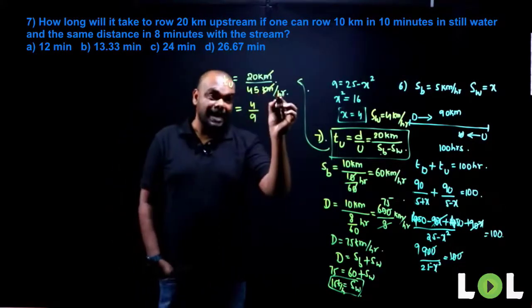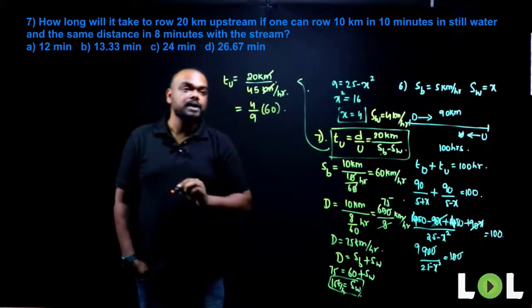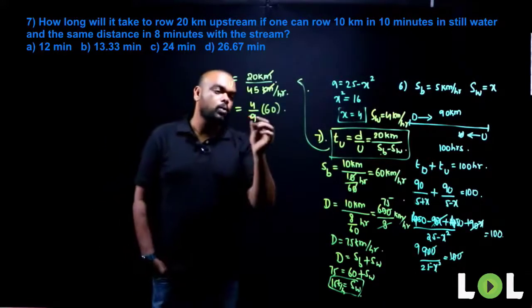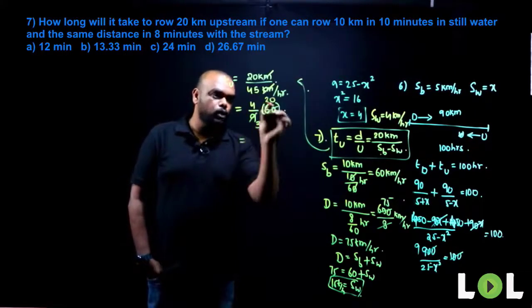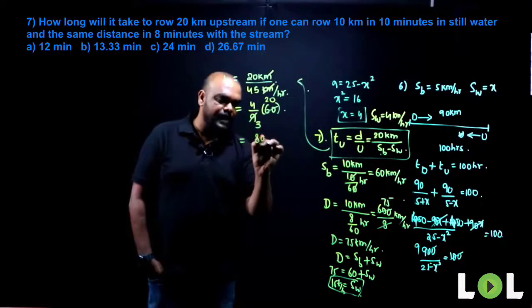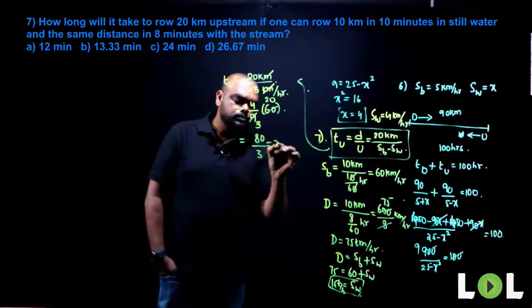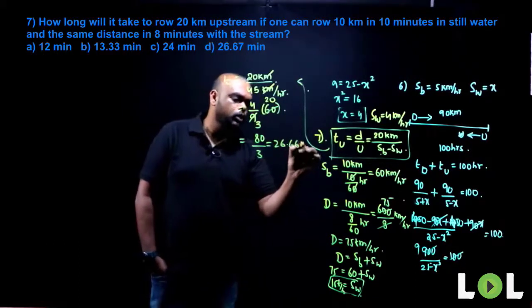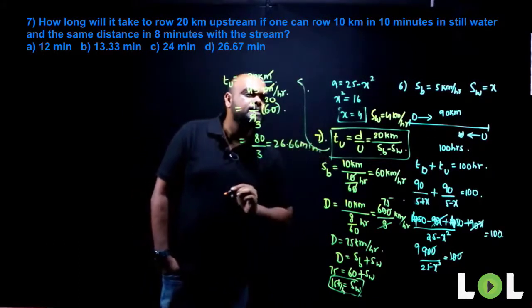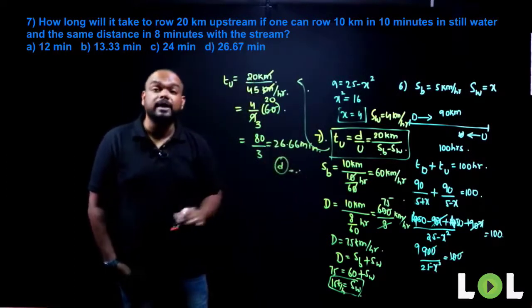4 by 9 hours. Convert it into minutes. How can I do that? By multiplying with 60. So what happens here? 3 into 3, 3 into 20. If I do this, 20 into 4 is 80. 80 by 3, that becomes 26.6666 minutes. Do we have the option? Yes, 26.67 minutes, which is also nothing but 26.66 minutes.